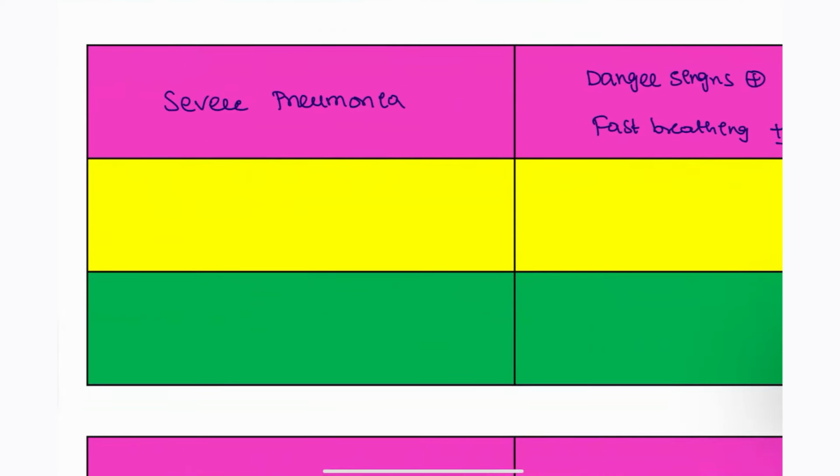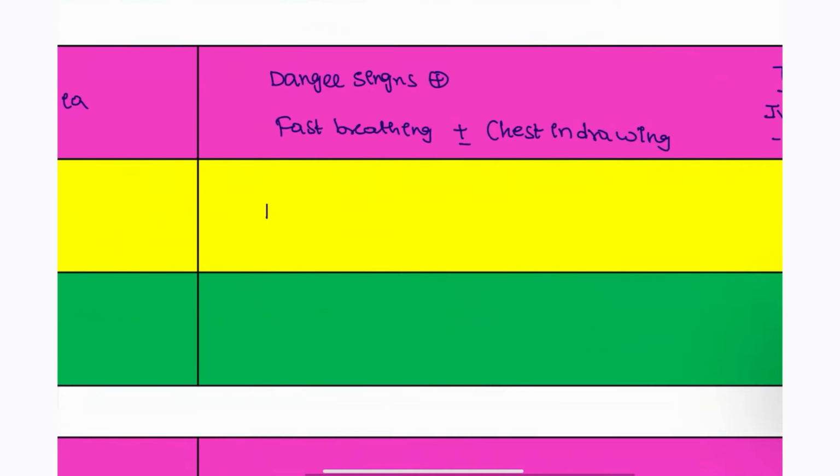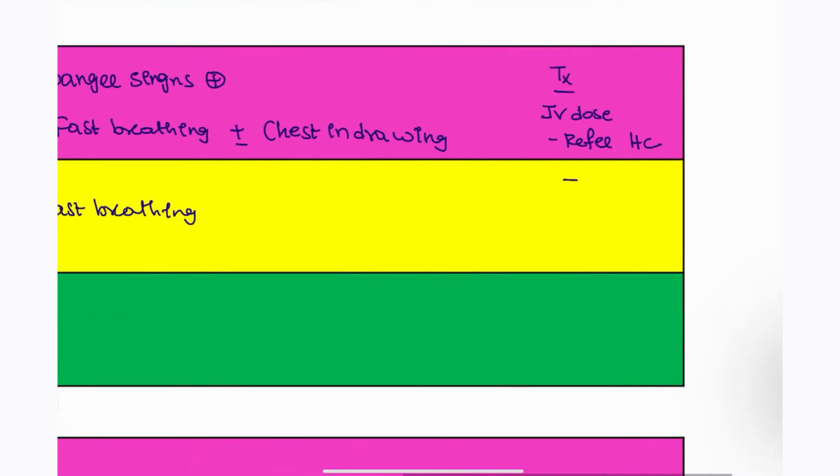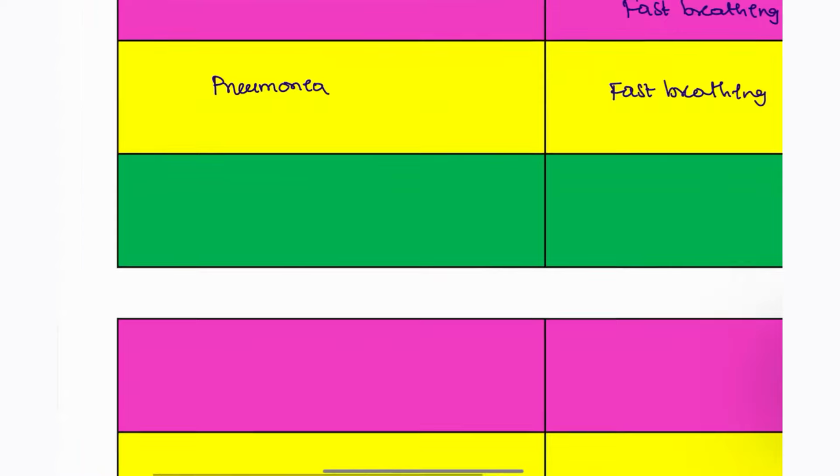Next condition, this is pneumonia. In pneumonia, you are going to see fast breathing, and the treatment for this patient is oral antibiotics. Oral antibiotics are given, with follow-up for the danger signs, and a 3-day follow-up is given for this patient.